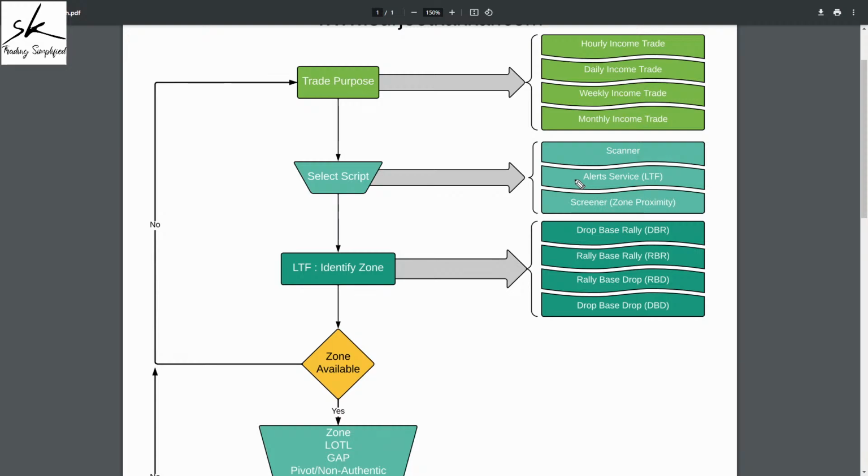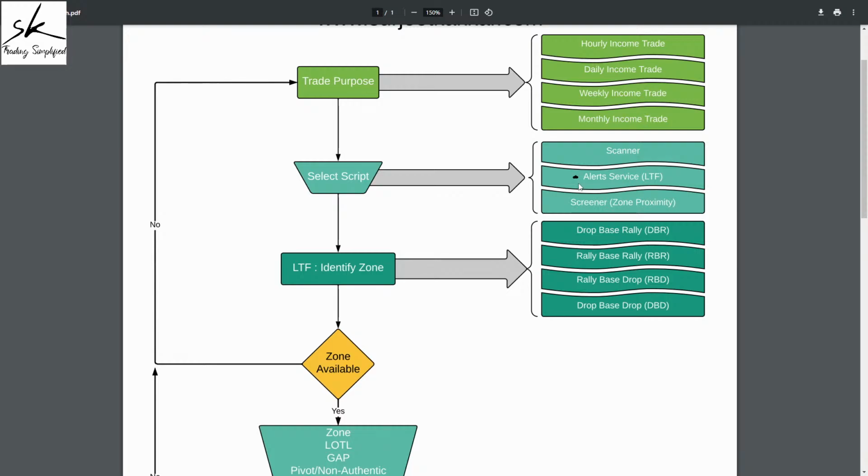But the thing you have to remember is that alerts are only based on the zones which are getting formed on that particular day, during the live market. What has already happened in the past, it is not taking that into consideration. But yes, definitely on that particular day, it would have given you the alerts. But alerts always work on the basis of what is happening as of today.